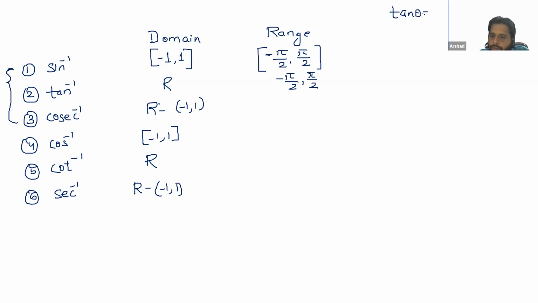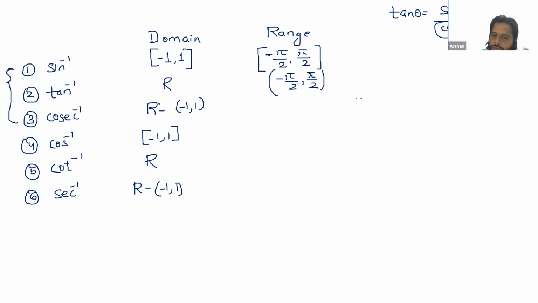Tan theta is sine by cos. So this denominator is 0 for what? 90 degrees. So that means tan does not exist for 90. So use an open interval here. Yes, that's correct. So how do you have to remember this? First, learn for sine inverse. Then for tan, write minus pi by 2 to pi by 2 and check for which angle inside this tan does not exist. So that is pi by 2. So use the open interval.